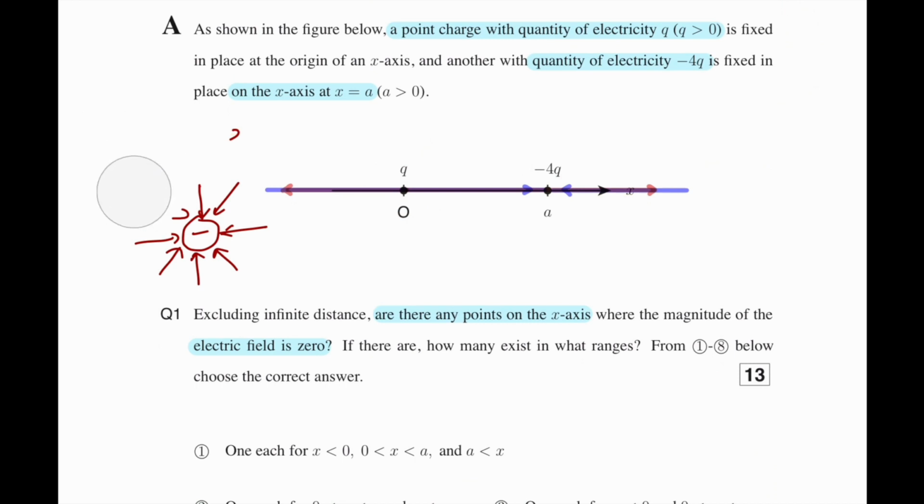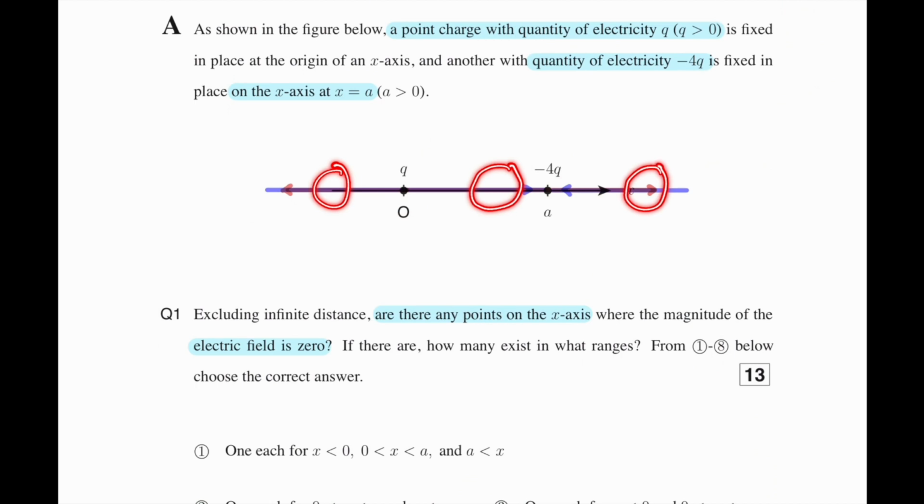If we focus on the three regions, the first one is this, the second one is this one, and then the third one is this one. You can see that our red line goes to the left. This is the electric field produced by Q, and then our blue line goes in the opposite direction. This is the electric field produced by negative 4Q. So since the red one is going to the left and the blue one is to the right, I think this position is possible.